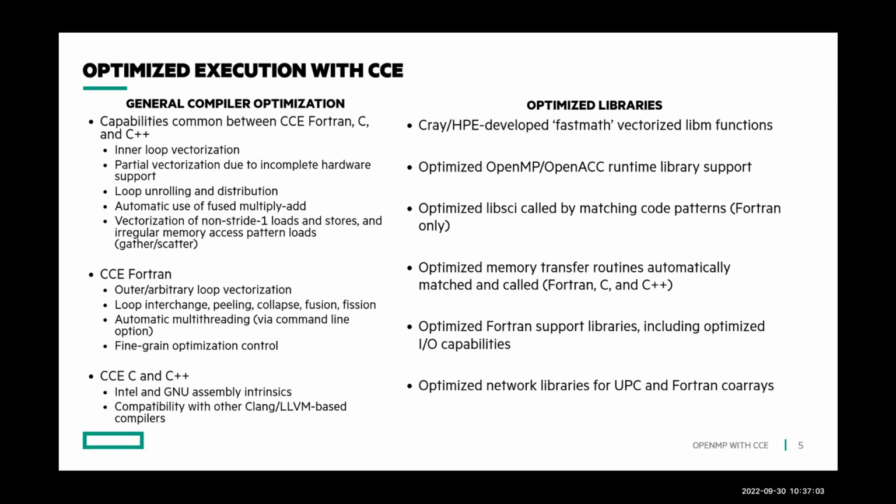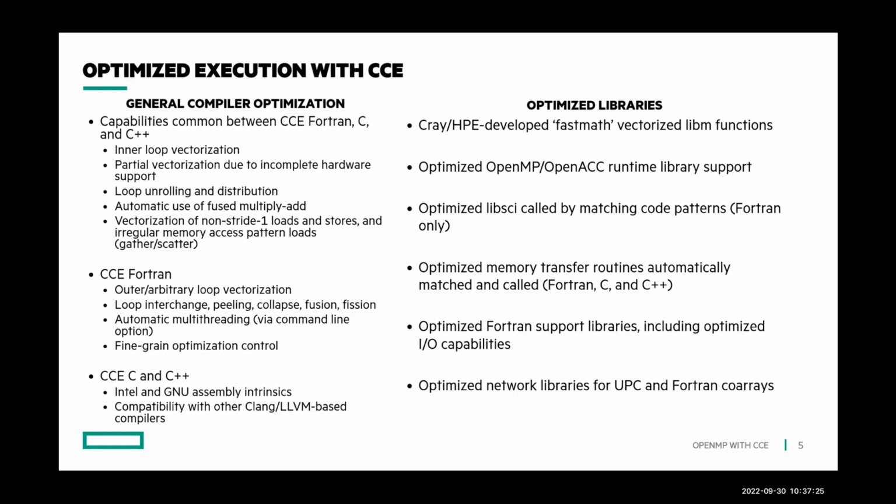That's available. For Fortran, we do have more advanced vectorization capabilities. So support for outer and arbitrary loop vectorization. We have a number of loop transformations that are available in our Fortran compiler, automatic loop transformations that we can do: interchange, peeling, collapse, fusion, fission, etc.